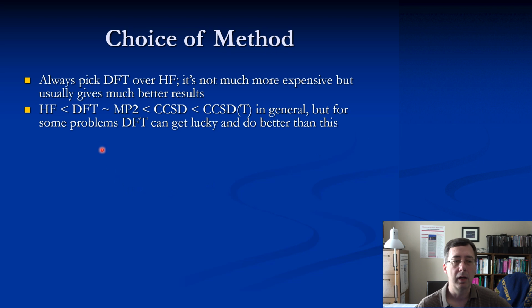In general, I think you'll find DFT is better than Hartree-Fock and similar in quality to MP2, although sometimes the quality is better than MP2. And then CCSD would be next, and CCSD(T) would be next. So you can kind of pick along the scale depending on what accuracy level you're shooting for.